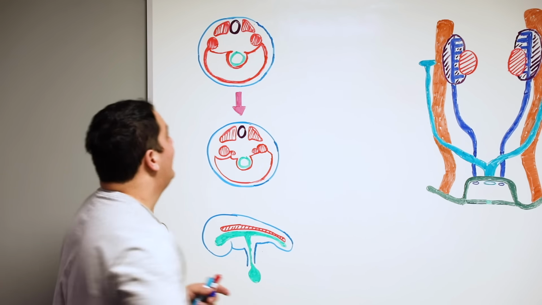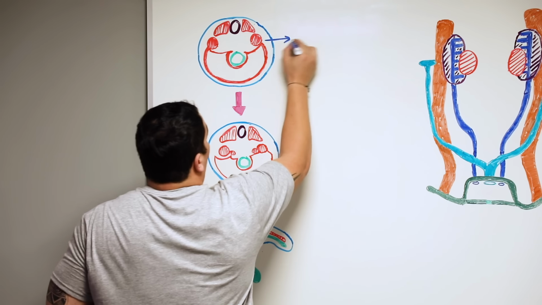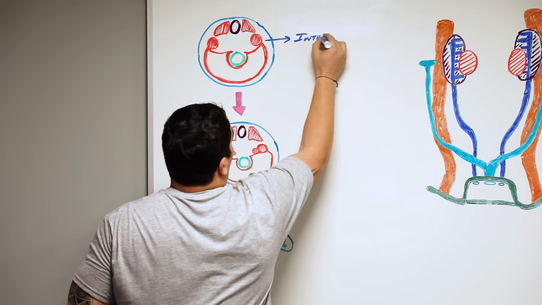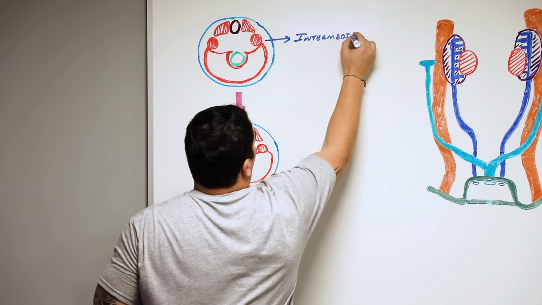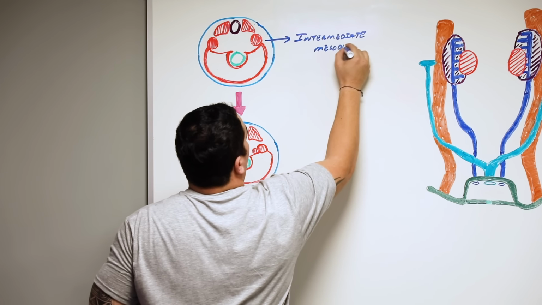Which one of these layers gives rise to the reproductive system? Do you guys remember? It's the intermediate mesoderm. That's the one that we need to focus on. So again, the primary one here that I want us to talk about is the intermediate mesoderm. Now, what happens with this intermediate mesoderm?